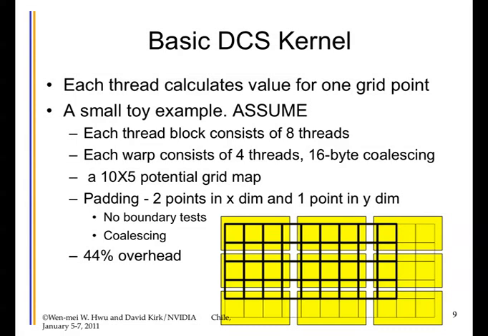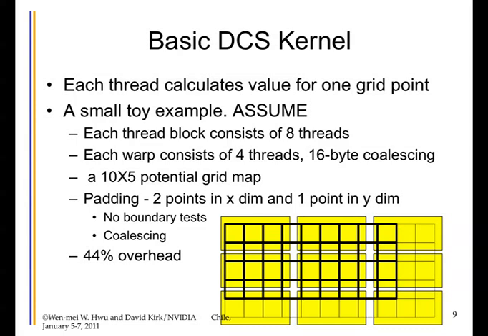Each block has only 8 threads. Assuming that we have 4 threads in one dimension and 2 threads in the other dimension for the block, and if we have a 10 by 5 grid, then we need to extend it into 12 by 6 to make sure that we're multiples of the block size in every dimension. And this adds about 44% overhead in terms of your memory usage, okay?